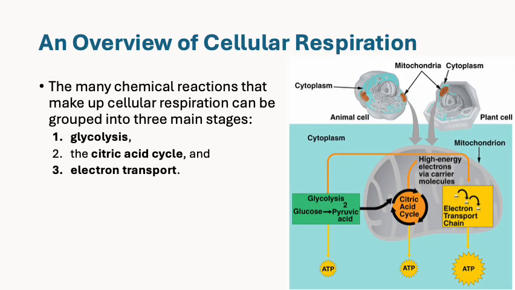Cellular respiration is not a single reaction, but a series of many coordinated chemical reactions. To make it easier to understand, we group these reactions into three main stages: glycolysis, the citric acid cycle, and the electron transport chain. Each stage plays a specific role in gradually extracting energy from glucose. Instead of releasing all of the energy at once, the cell captures it step by step. This controlled breakdown allows energy to be transferred efficiently into ATP.